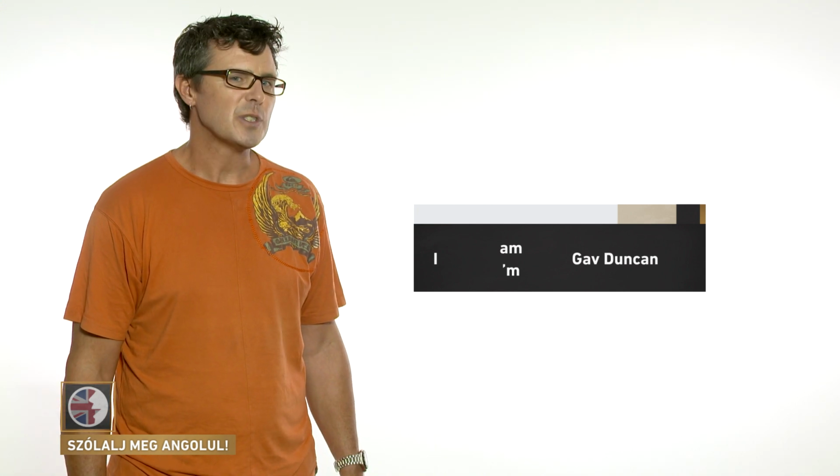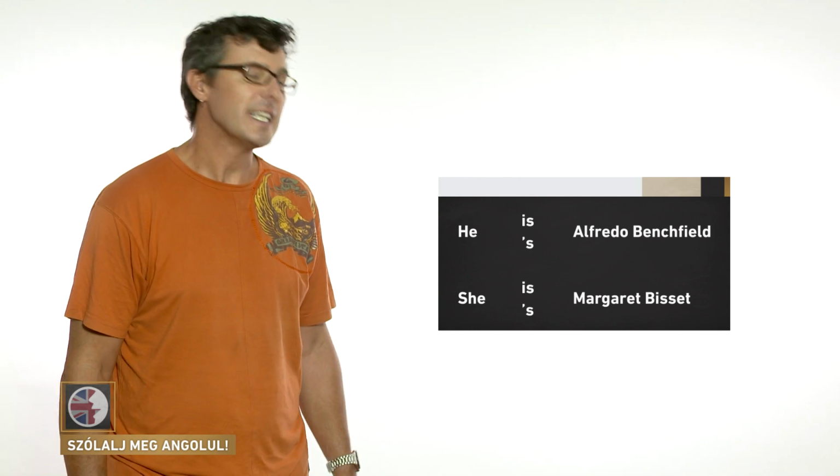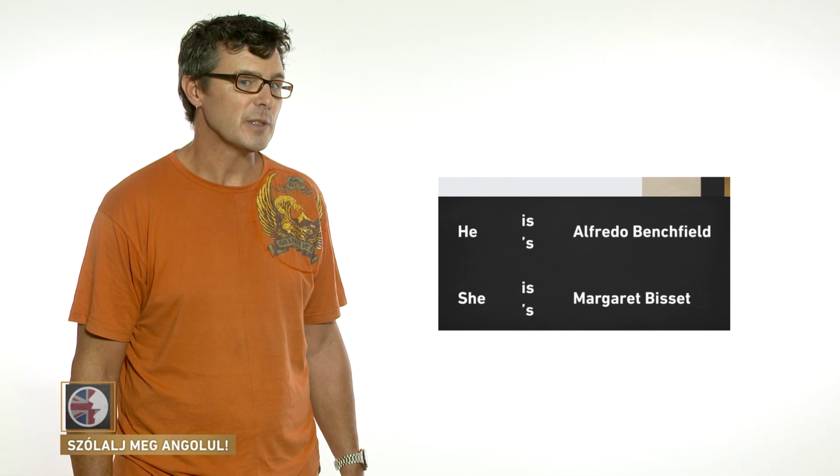Now, this isn't the first time we learned about his and her. Let's think about when we tell someone our name. Do you remember? When we tell someone our name, we introduce ourselves. When I introduce myself, I say, "I'm Gav Duncan." I can also say, "My name is Gav Duncan." When I want to introduce someone else, I say, "This is Alfredo Benchfield." I can also say, "His name is Alfredo Benchfield."